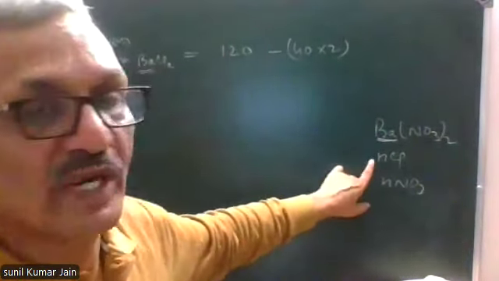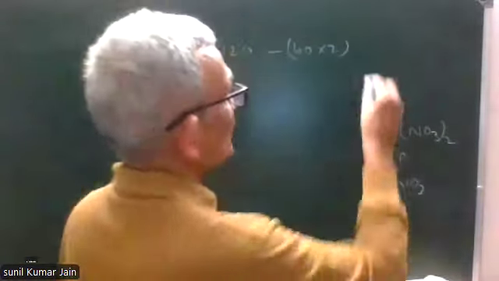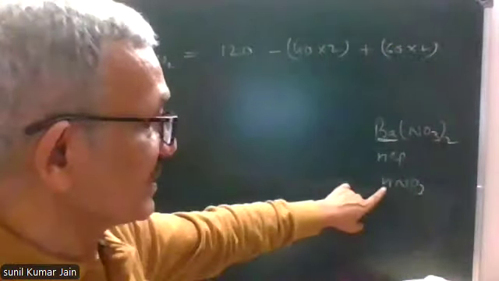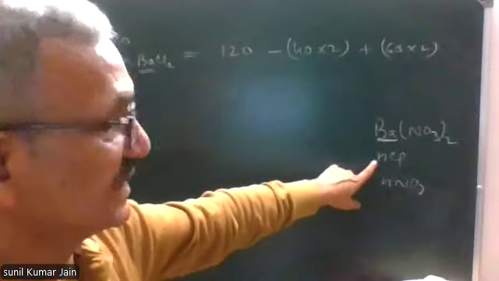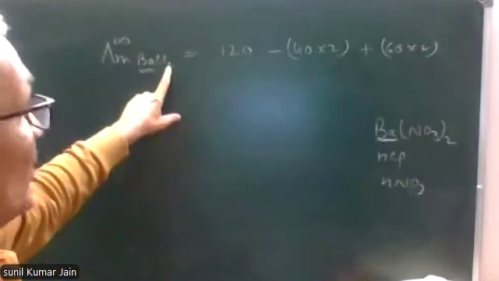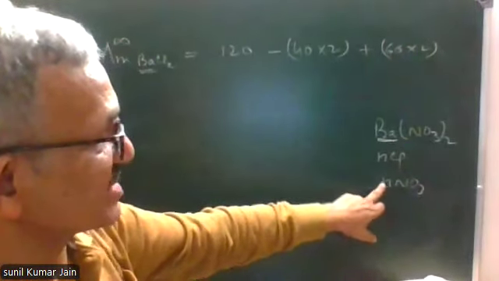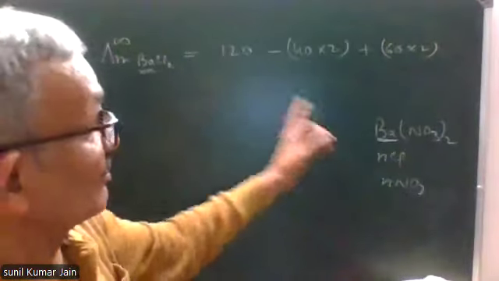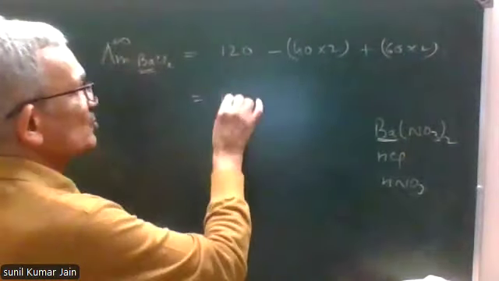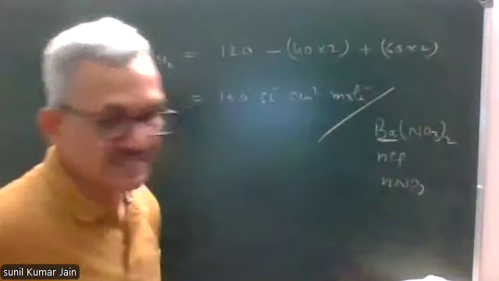Now, I'll add two hydrogen ions by using 2 times HCl, and the value of HCl is 60. 60 into 2. So the H plus ions which were subtracted have been added again, but at the same time, two chloride ions have been added, which we wanted according to the formula, right? This plus 2 times this minus 2 times this. If you add these formulas, you'll get barium chloride. So when you add or subtract, you'll get the final answer. This will be 160 ohm inverse centimeter square mole inverse. This is the answer.